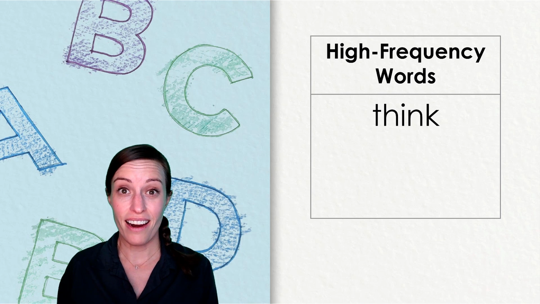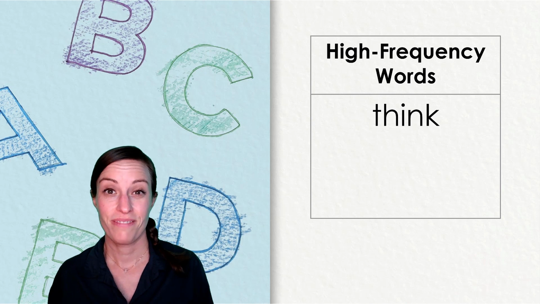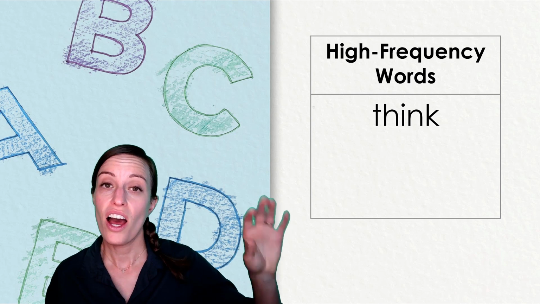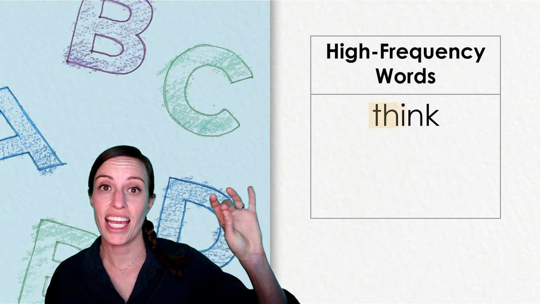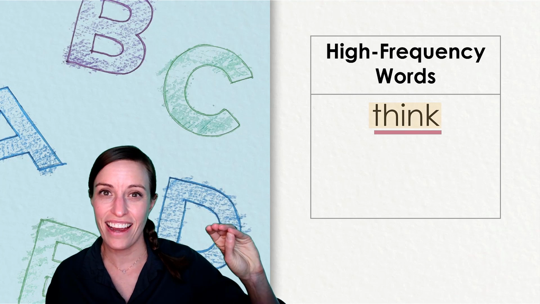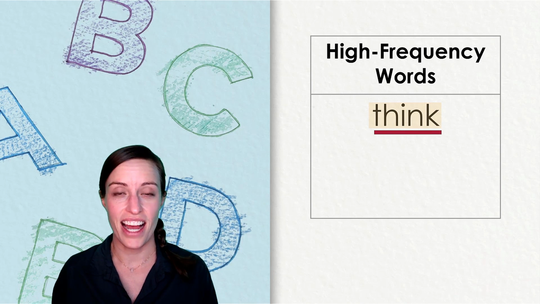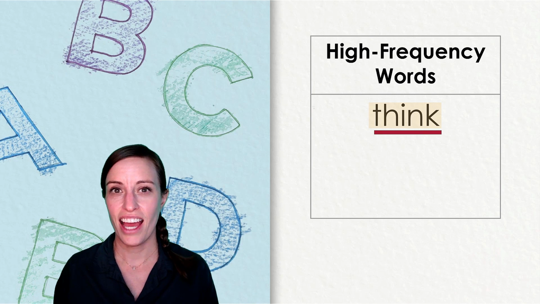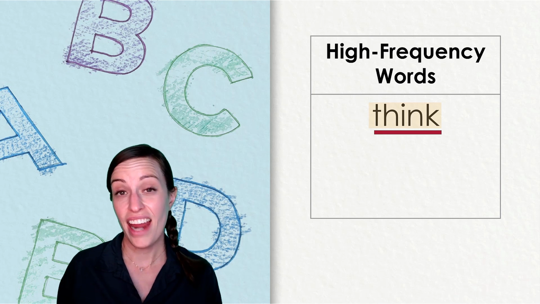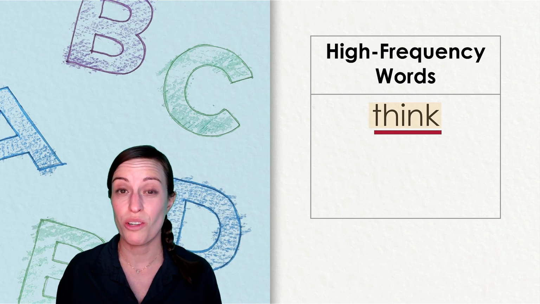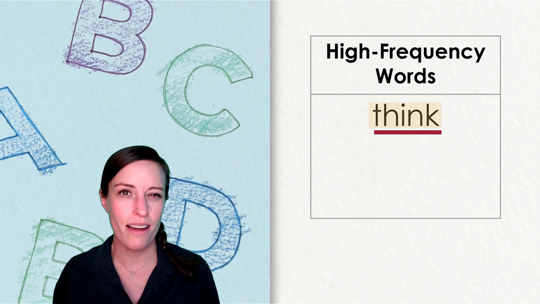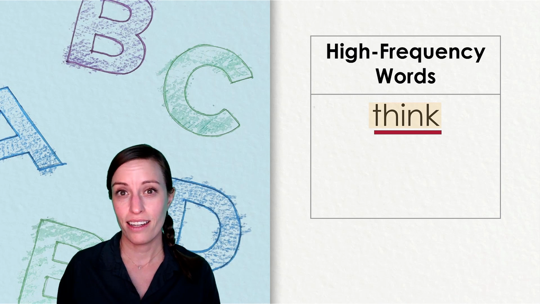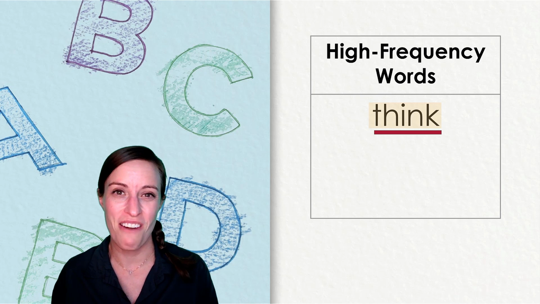It plays fair, so we can tap it out. Listen closely. Ink. Think. Did you hear that digraph TH at the beginning? And then after that middle vowel, the short I, there's an ending blend. Ink. It's kind of fun to say. Try it with me. Ink.